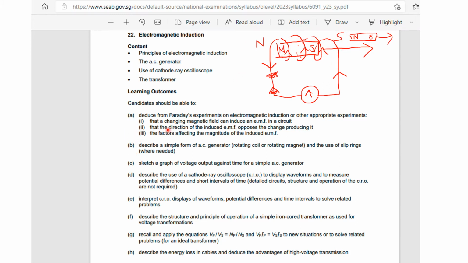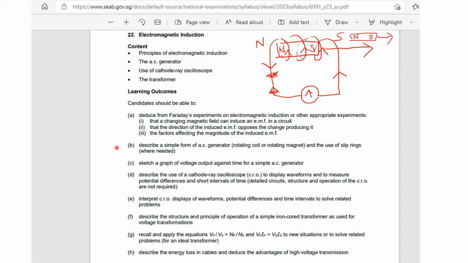In part 3, the factors affecting the magnitude of the induced EMF. If I want a greater EMF, then I need a greater change in the magnetic flux linking the coil. So in other words, I need to move the magnet faster. Another way is to have more coils, so I have more turns in this coil. That will also increase the magnitude of the induced EMF.